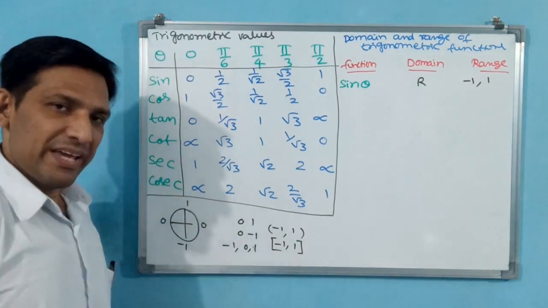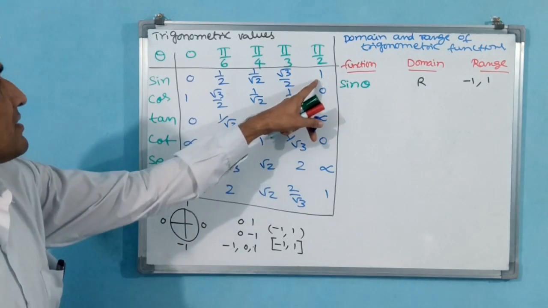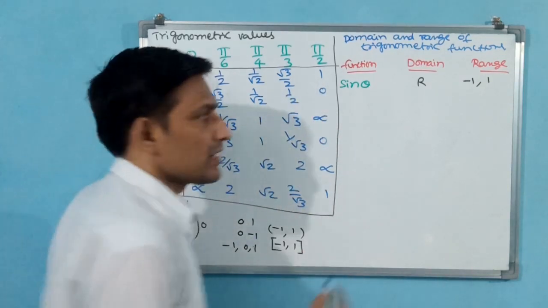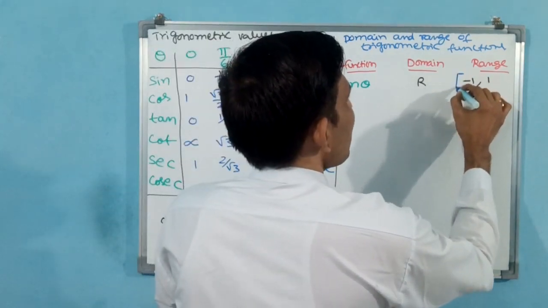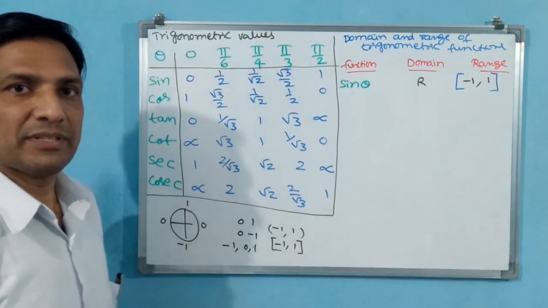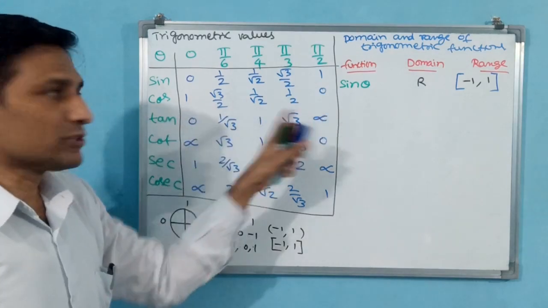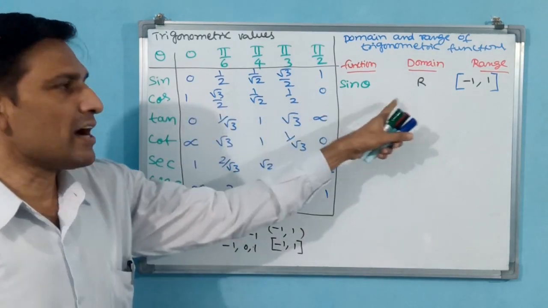Minus 1, 1 are coming, which means closed bracket only. Those are coming. You see, 1 is coming as a result. That means you have to take a closed bracket. You understand the concept? Okay. The same will appear for cos also. You see 1, 0 is there, R and this thing.